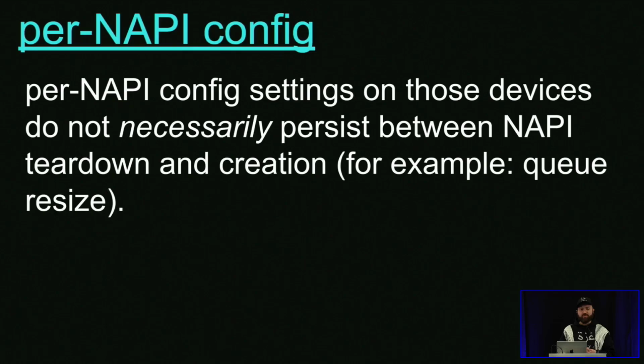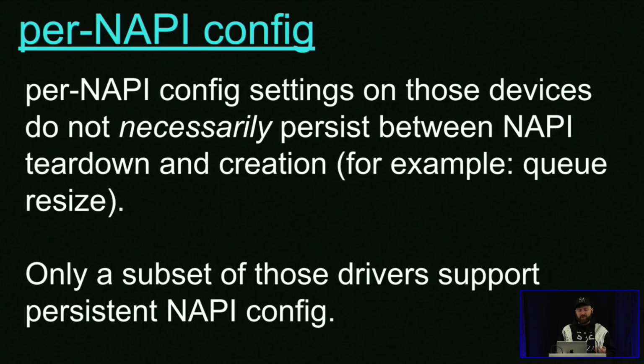So for example, if you were to set a bunch of settings on some NAPIs that are associated with a queue, and then you did a queue resize, you might lose those settings. Or maybe the driver decides that there's a timeout or something on a TX queue and tears down that queue and then rebuilds it. You would lose any settings that you set. And that's where something called the NAPI config persistence comes into play.